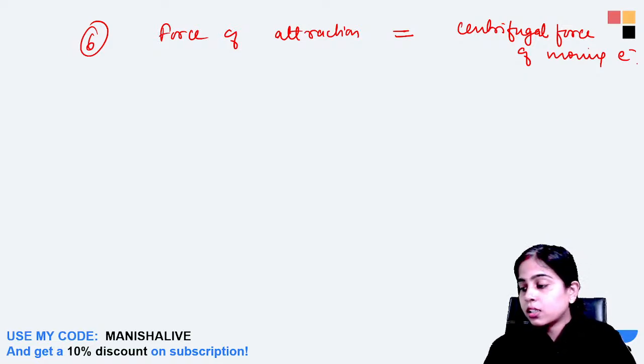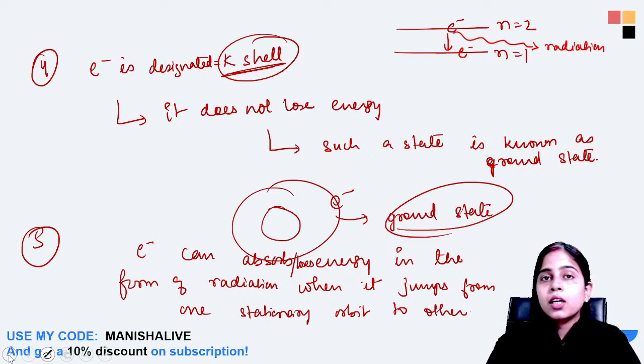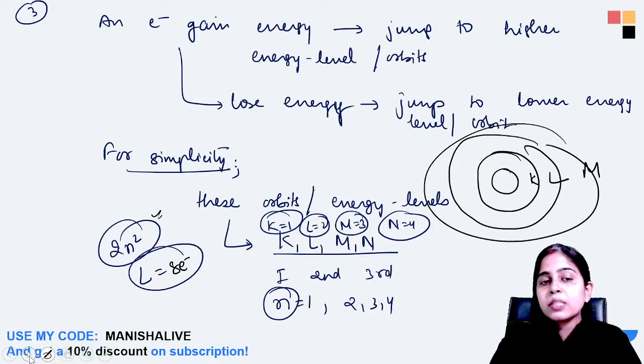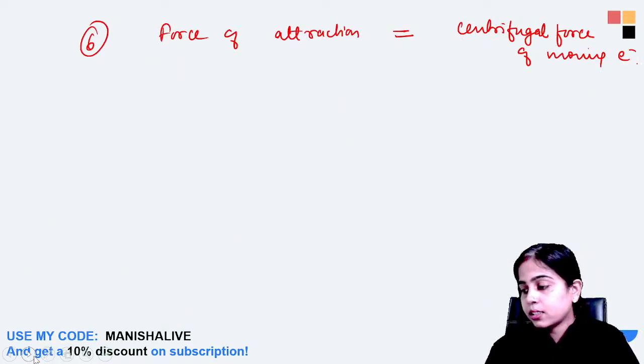So all these are the 6 important postulates of Niels Bohr's atomic model. In your book, only 3 postulates are given. I have given 3 extra postulates. Please go through these postulates and let me know if you have any doubt in these postulates.